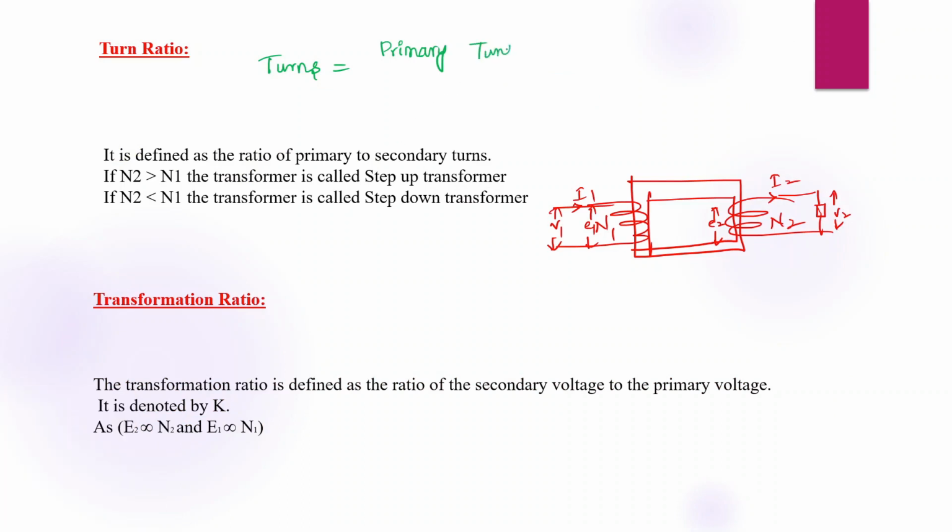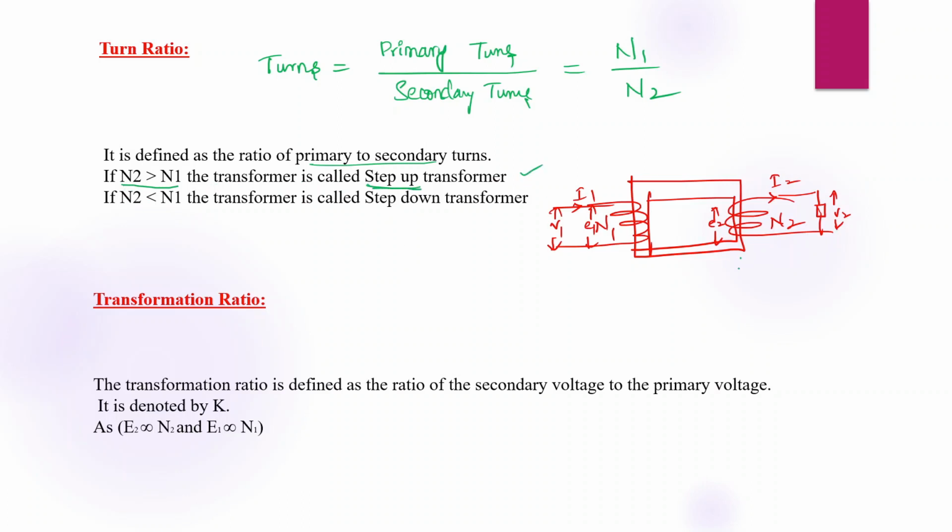Primary turns are called N1, secondary turns are N2. Okay, now let us see. It is defined as the ratio of primary to secondary turns. If N2 is greater than N1, that means secondary turns are greater than primary turns, the transformer is called a step up transformer. This is very important.